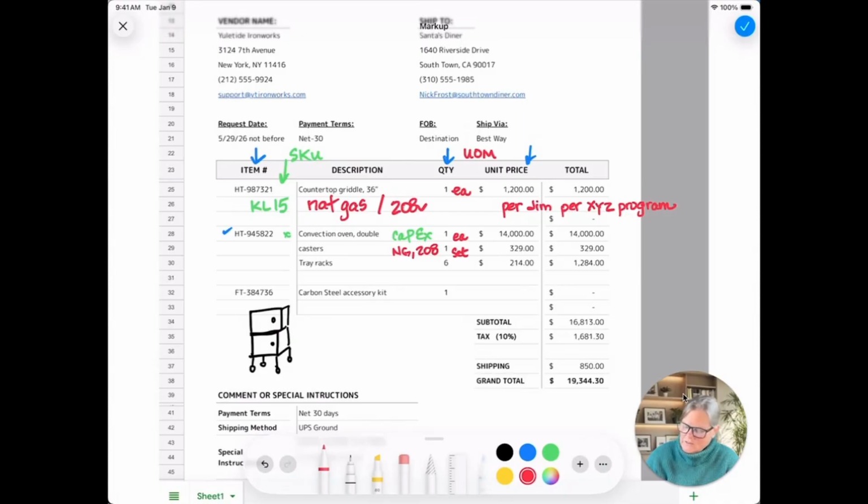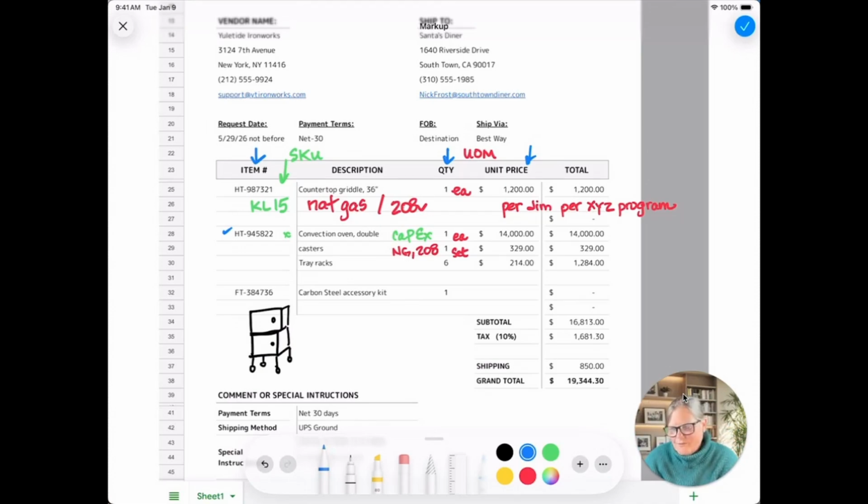And if it is, it's fine, because you also have the extended price of $329. We're good. Now we're coming down to another accessory, a tray rack, which is a rack that they put inside the oven to set product on. Tray rack is good. And then it says 6.